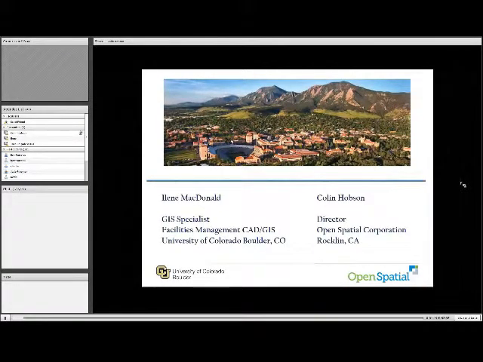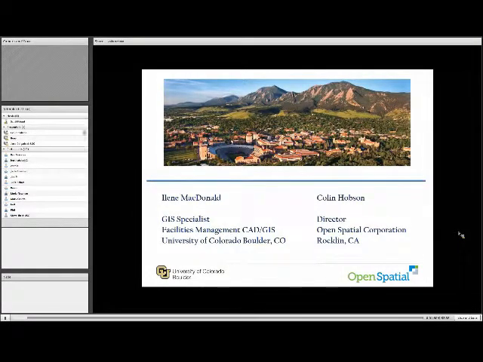Hi, this is Colin Hobson. I'm with Open Spatial Corporation, and the University of Colorado at Boulder are using our solution. My background is GIS for close on 20 years now, and pretty much focused on the engineering CAD divide, and I manage the North American office of our company.